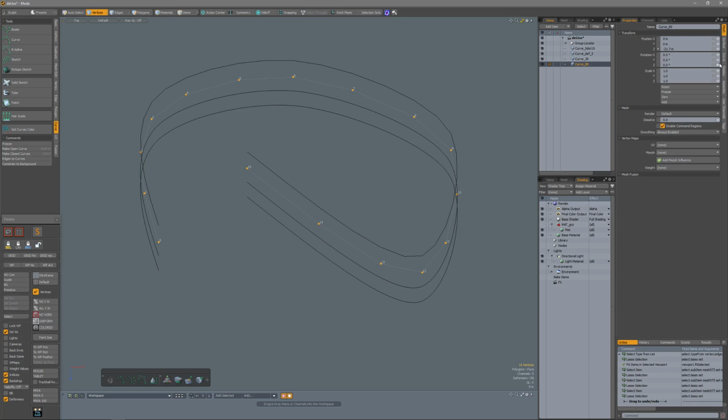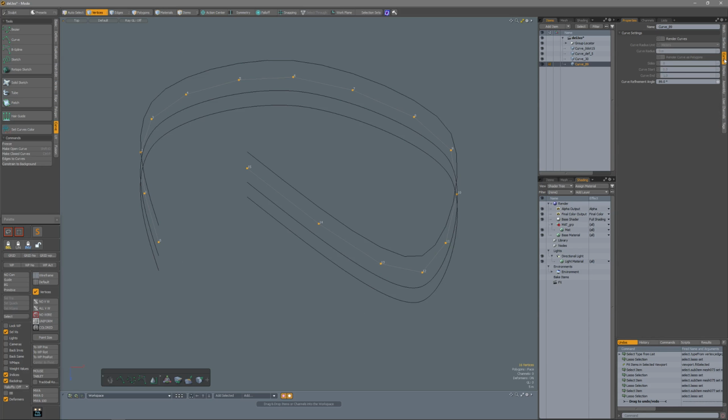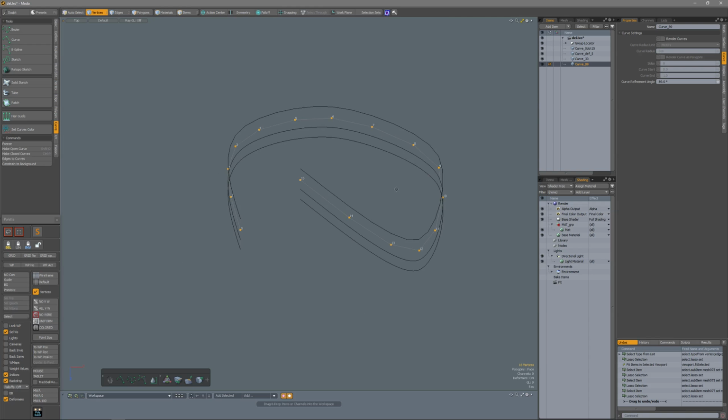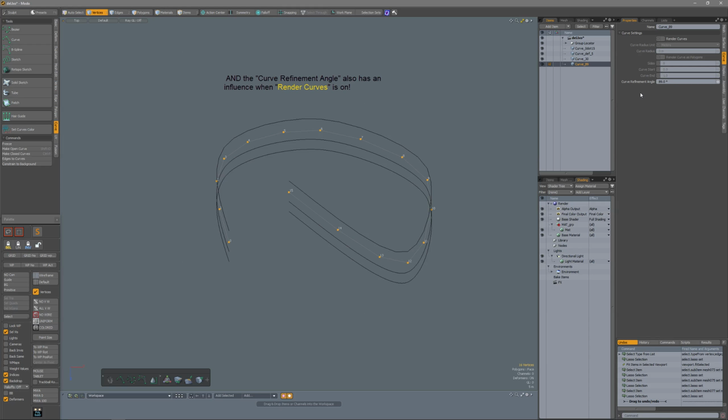So when you go to your curve tab in your properties, you have your curve refinement angle. The higher the angle, the less vertices your curve will have, and this is, as said, important when you want to freeze your curves, or if you are working with a lot of curves and your viewport is slowing down, then you may temporarily up your curve refinement angle and your viewport should become faster.